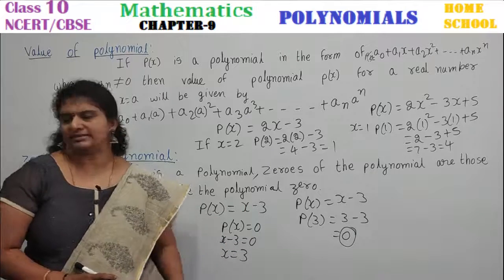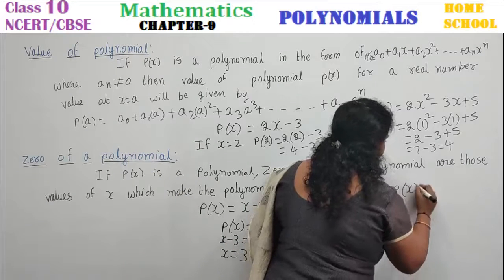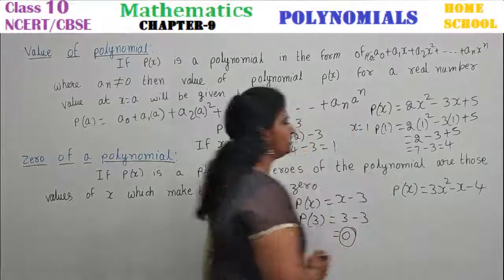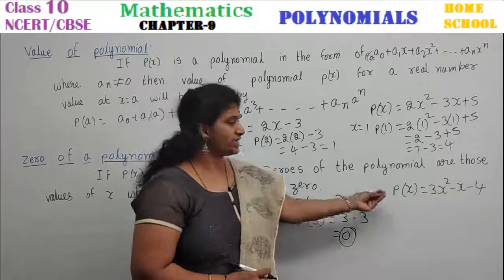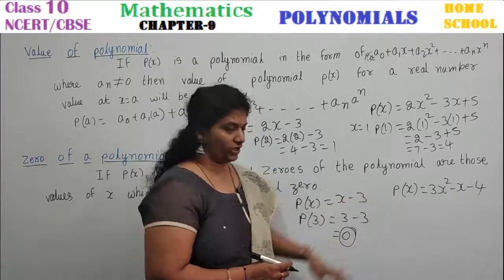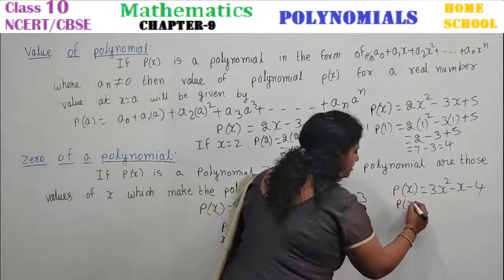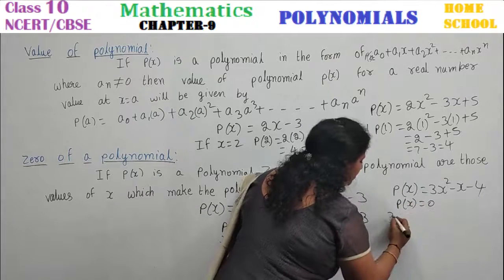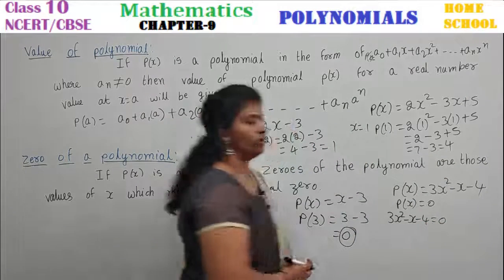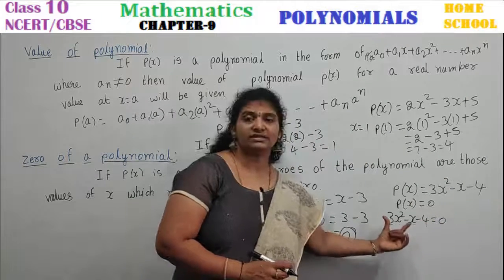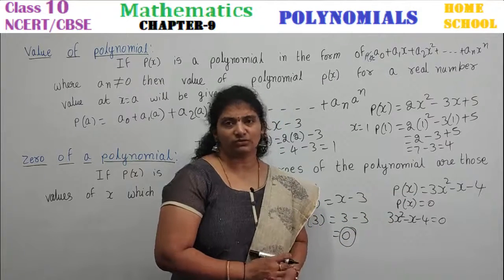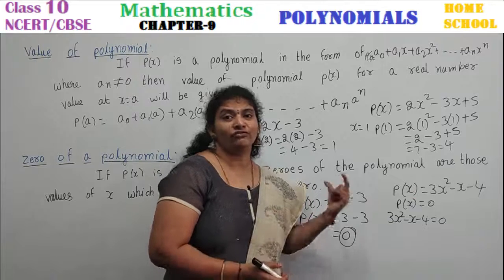Let us see one more example. P of x is equal to 3x square minus x minus 4. Let us take this example. What are the zeros of this polynomial? What do you do? First equate the polynomial to 0. That means P of x equal to 0. P of x value is 3x square minus x minus 4 equal to 0. Now we can see this is a quadratic polynomial. Directly if you send to the other side, you won't get your x value. So what we need to do? We need to factorize this.